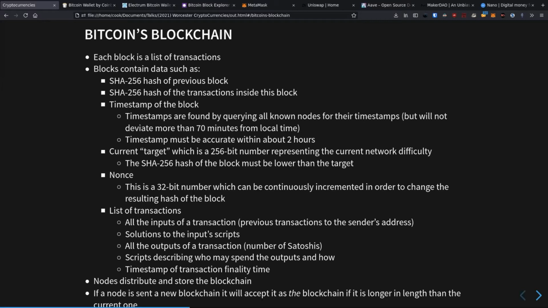And you also have the timestamp of the transaction finality. So that's when it's finally cemented into the blockchain. And you also have solutions for the input scripts. Again, I'll go into scripts later, but it's basically a way of proving that you can spend the money in that input, say by showing that you own the private key to the address that the input was sent to. So nodes distribute and store the blockchain among each other, and nodes will accept a blockchain if it's longer than the current one, but I went into that.